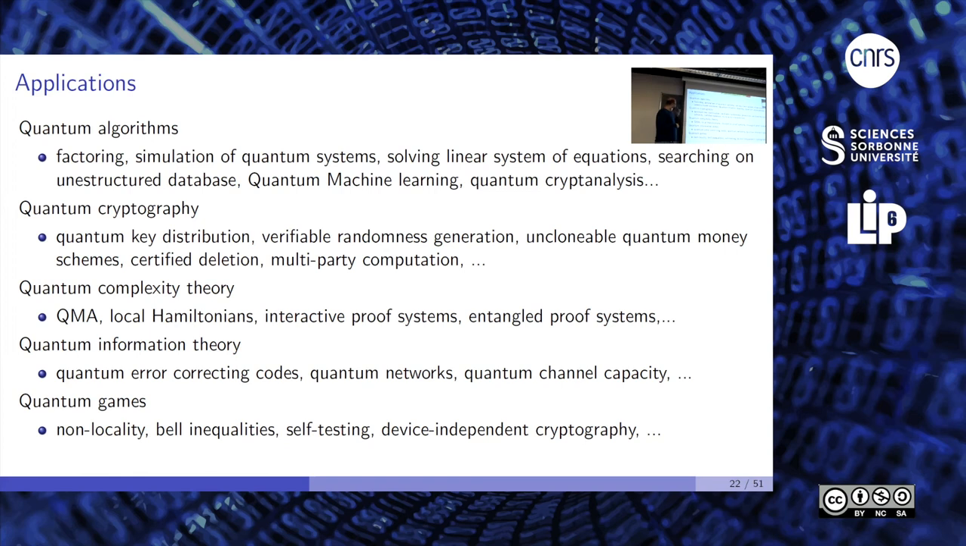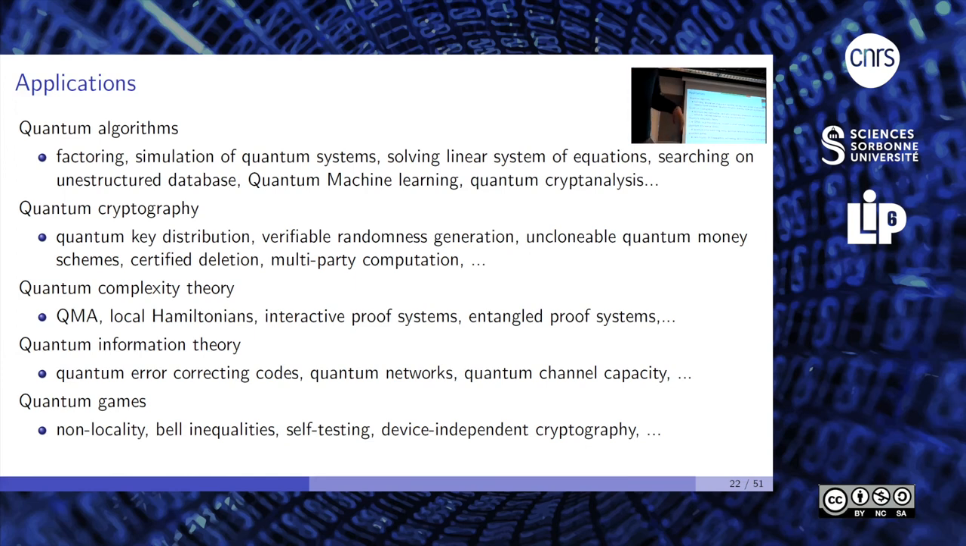We can analyze topics from complexity here. For example, we can study the quantum version of NP and try to understand what the complete problems are for it. And it can go in different directions. You can study information theory, you can study game theory. So I think every topic that you can study in classical computing, you can try to understand what happens in the quantum setting with quantum resources.